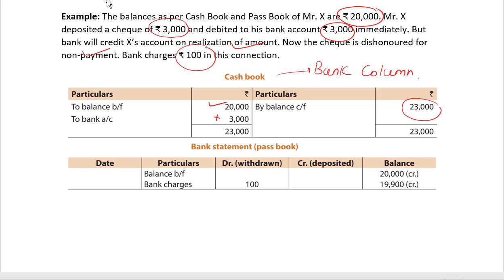Bank column of the cash book. Now as per the bank statement, the opening balance was 20,000, but what happens is there is a bank charge, so minus the bank charges of 100 rupees, so 20,000 minus 100 rupees is 19,900, and even this 3,000 is not included over here because this check is not cleared. Check is not cleared.